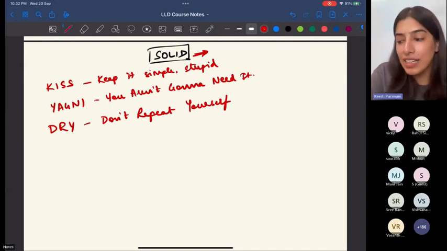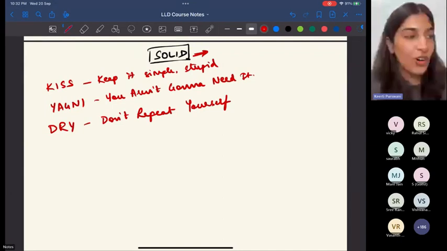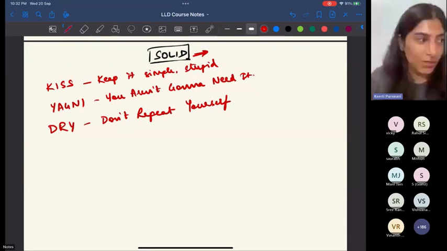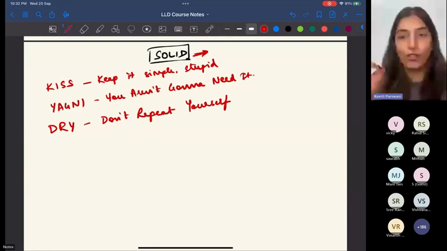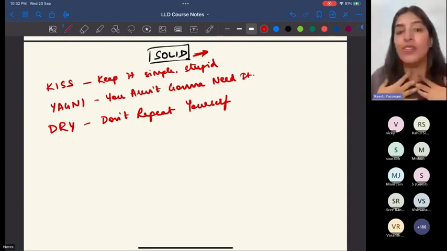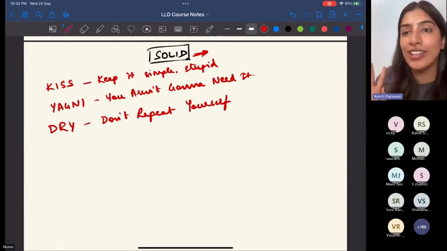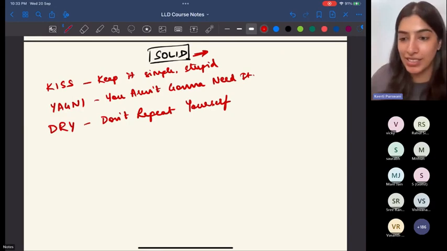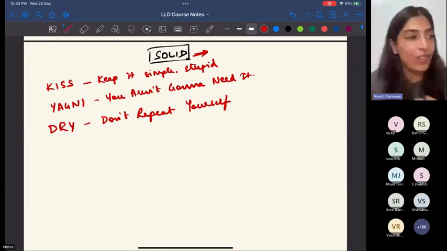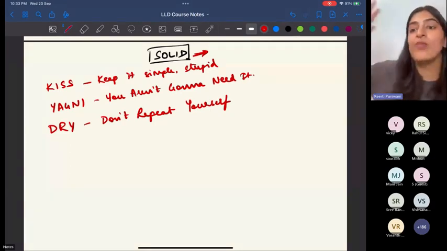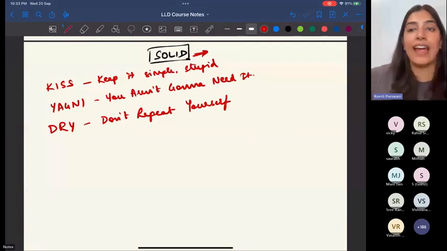YAGNI says that you aren't gonna need it. That means you believe in extreme programming. I am going to put my time and effort only in functionalities that I have to deliver right now. I am basically very lazy. If anyone asks me to do anything else, I'm going to say, you aren't going to need it, bro. I am not doing anything else. Why? Because I'm going to work on functionalities only as and when they are needed. I am not going to assume that tomorrow we might need this and then work on that.